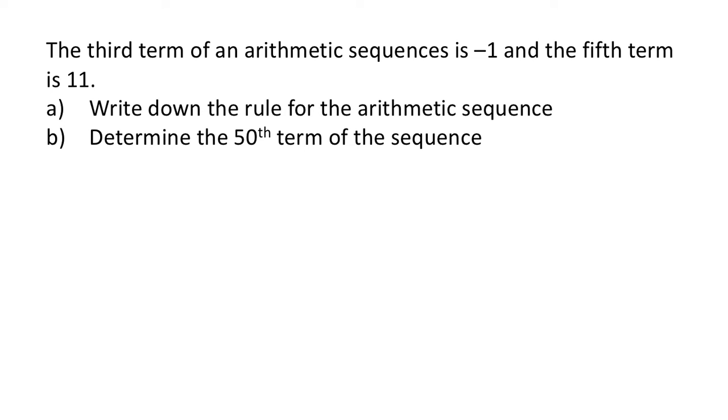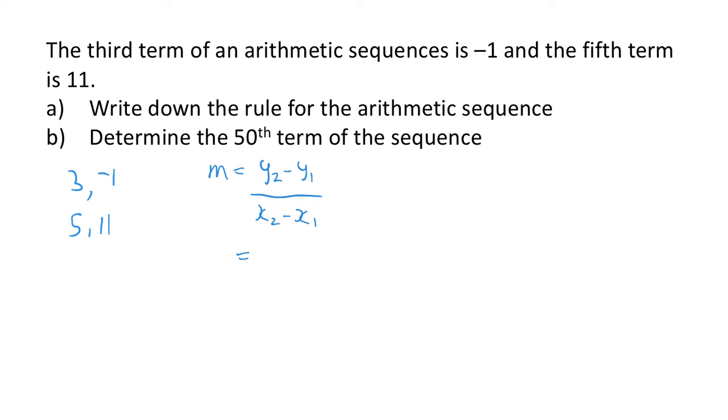is. So to do that, I need two sets of coordinates if we're doing a gradient calculation. So I can write down the information that I do have. So I know the third number is -1 and the fifth number is 11. So I can use those two sets of values to go ahead and find the common difference. So remembering, if we were going to find the gradient, back when we were doing linear equations, it's y2 minus y1 over x2 minus x1.